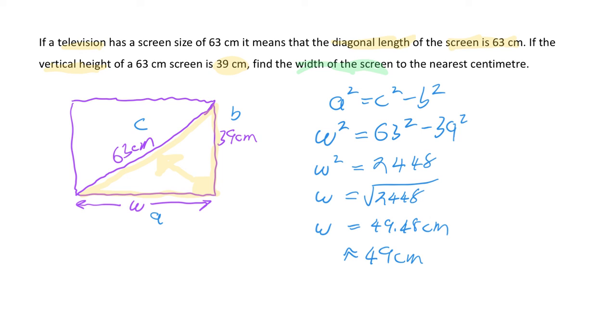As with any word question, I need to make sure that I'm answering it in words as well. So my word answer is the width of the television is 49 centimeters. So that's an example of answering a word question using Pythagoras theory.